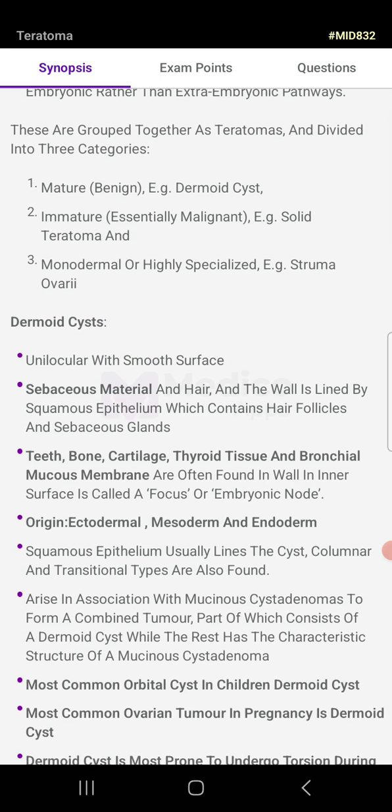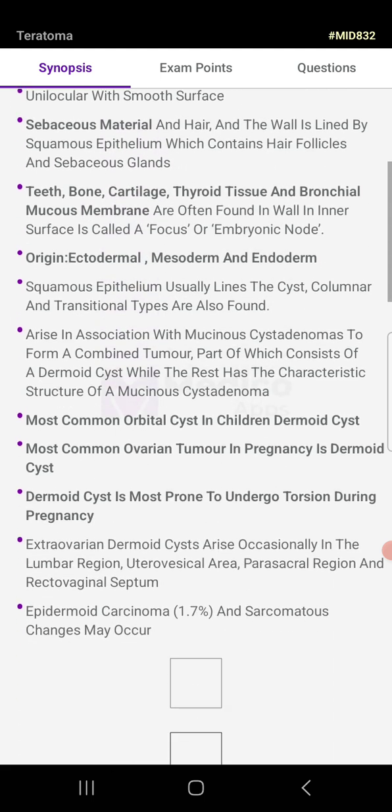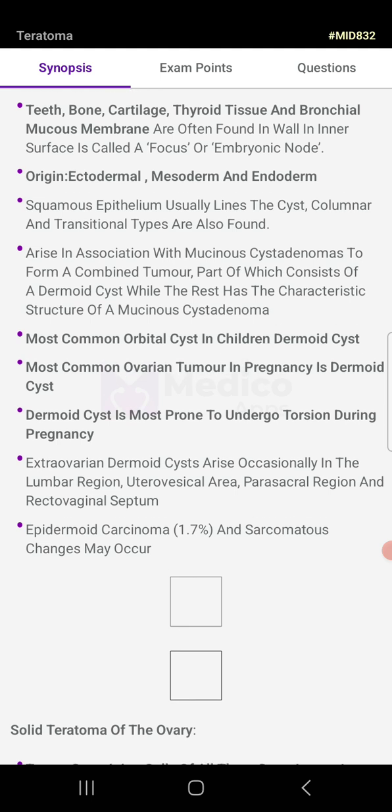Dermoid cyst is unilocular with a smooth surface, sebaceous material and hair, and the wall is lined by squamous epithelium which contains hair follicles and sebaceous glands. Teeth, bone, cartilage, thyroid tissue, and bronchial mucous membrane are often found in the wall. On the inner surface is the focus, called the embryonic node, with ectoderm, mesoderm, and endoderm.